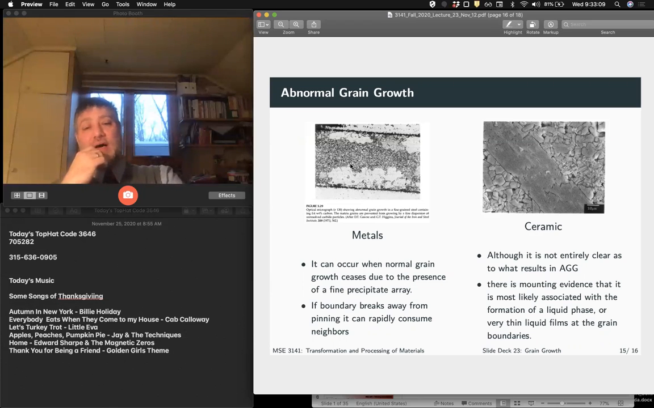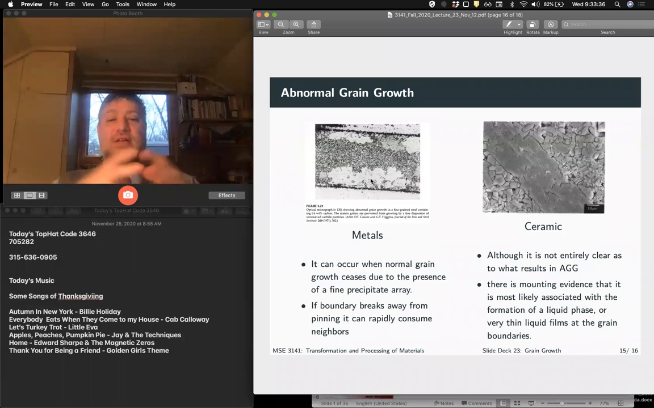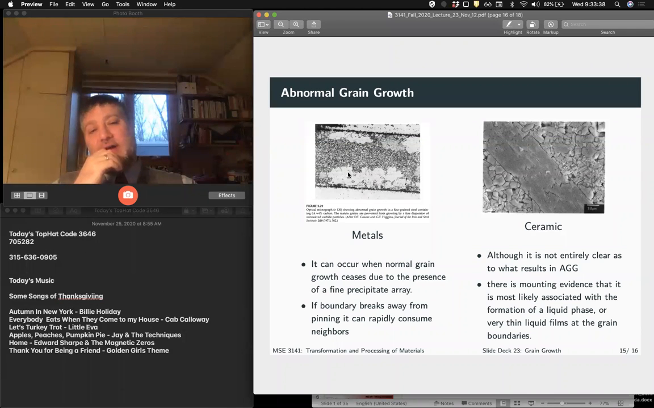And so in metals, this can largely happen when we have a fine array of precipitates and a combination of strain, right? So we have dislocation energy, right? So if we grow these grains, we can eliminate and create new crystal behind here. We can eliminate the stored energy of dislocations and the grain boundary energy here.